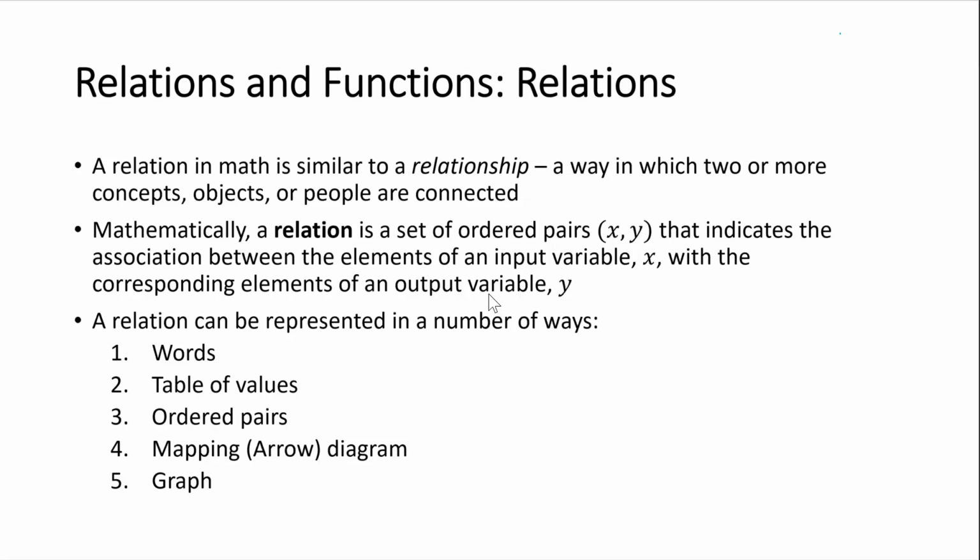We'll get into the meat of that sentence in a little bit, but the basic thing to remember is always in a relation, there is a relationship or an association with an input and with an output. A relation can be represented in a number of ways, and we'll go through all these ways: words, table of values, ordered pairs, diagrams, or graphs.